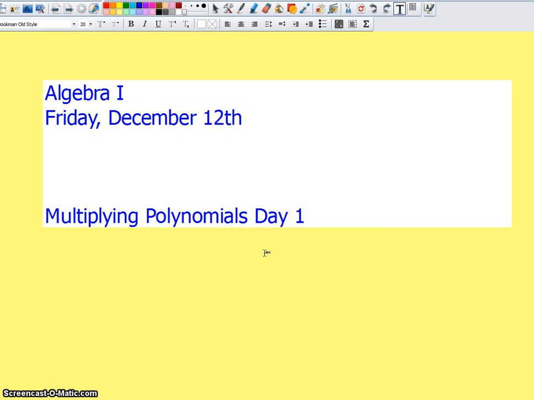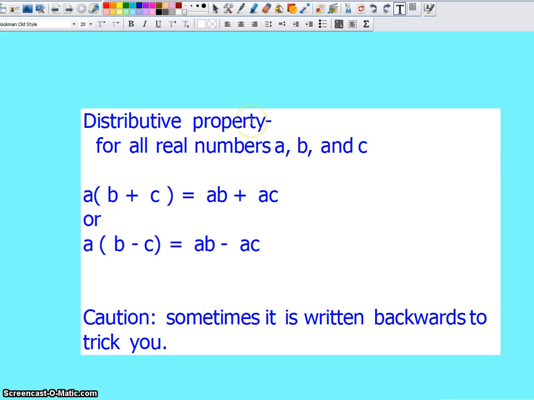This is for Algebra 1. This is Multiplying Polynomials, Day 1. Just kind of an overview of what we're going to be doing: a polynomial is one or more terms.